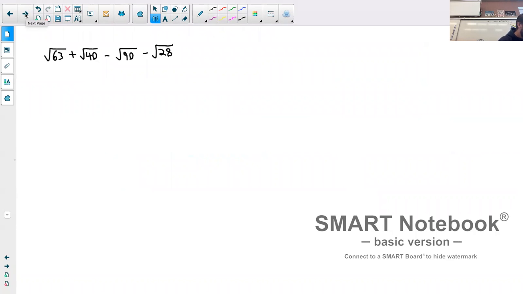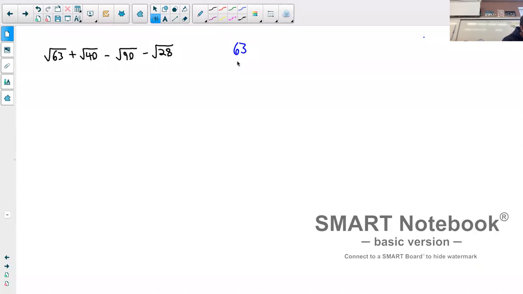Next, we have the square root of 63 plus the square root of 40 minus the square root of 90 minus the square root of 28. Once again, we will have to change these into mixed radicals and see what we can combine together.